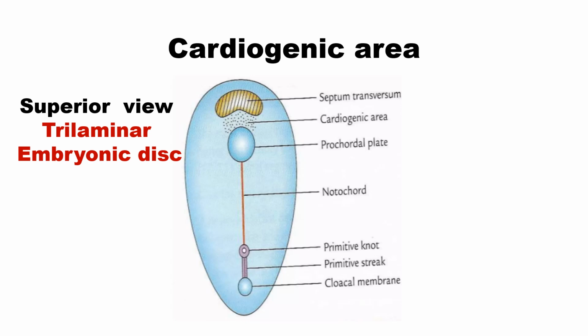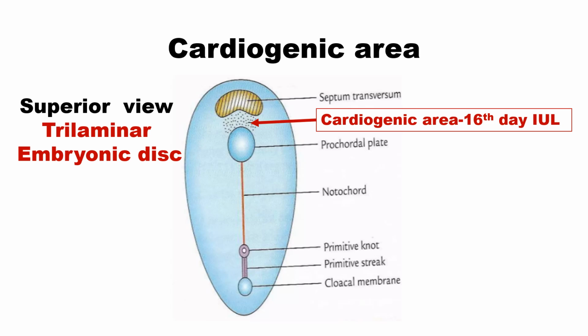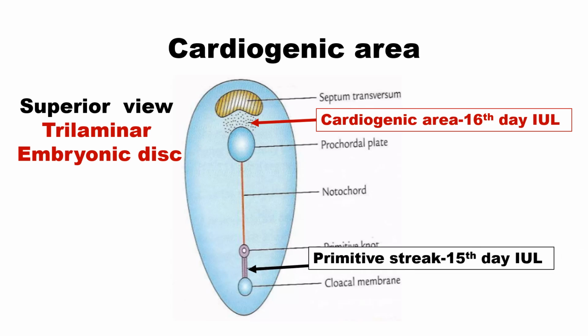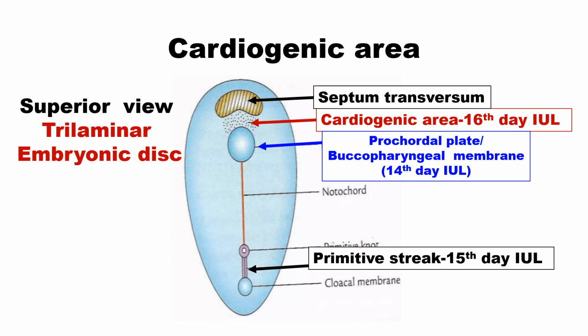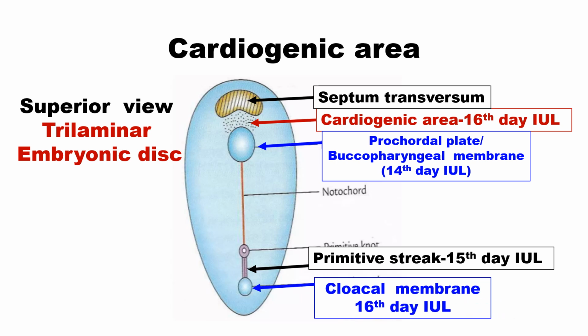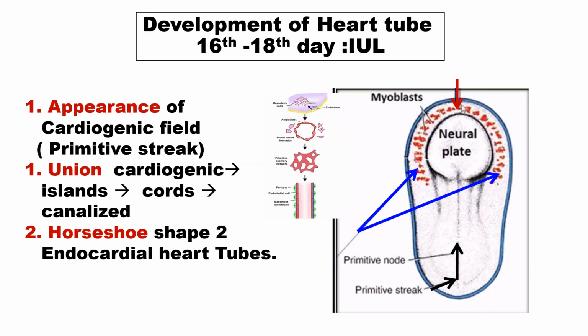Superior view of the cardiogenic area of a trilaminar embryonic disc. The cardiogenic area appears around the 16th day of intrauterine life. It is derived from the primitive streak, which appears as early as the 15th day. It is cranial to the septum transversum, which is also derived from the intraembryonic mesoderm, and rostral to the buccopharyngeal membrane, which appears around the 14th day. At the same time, around the 16th day, we also have the appearance of the cloacal membrane.